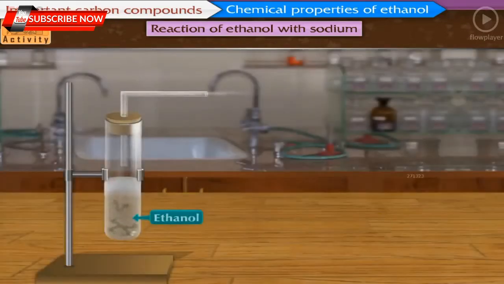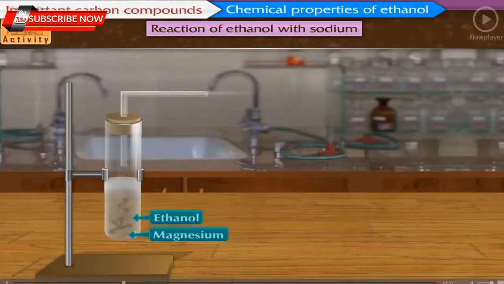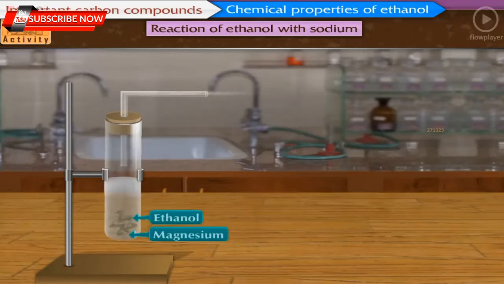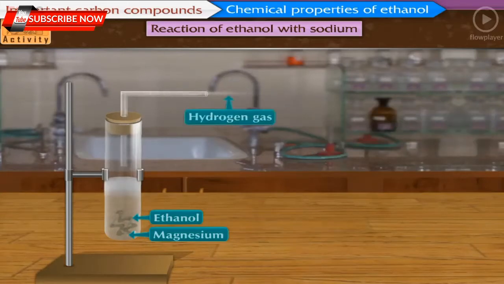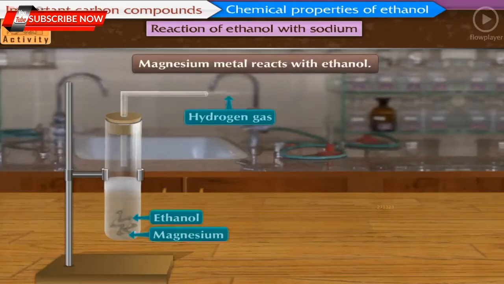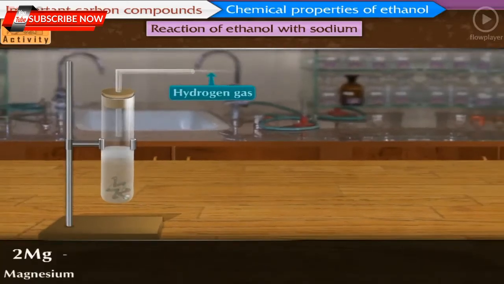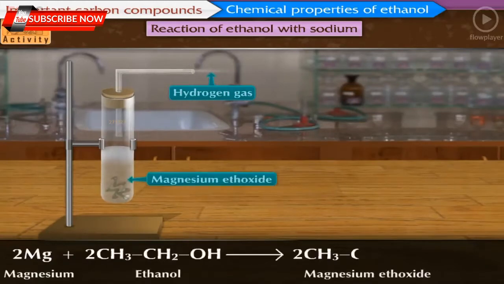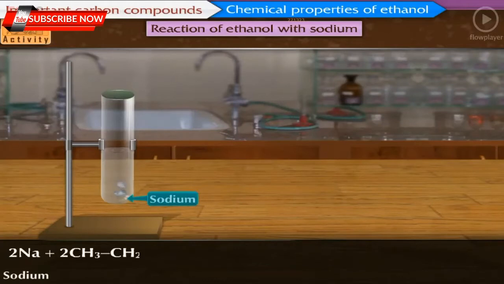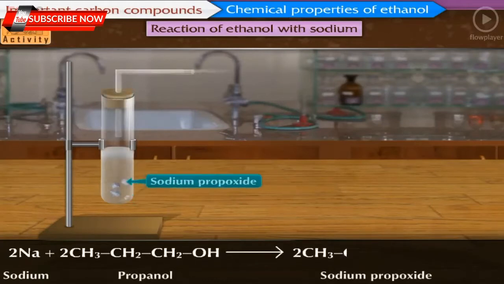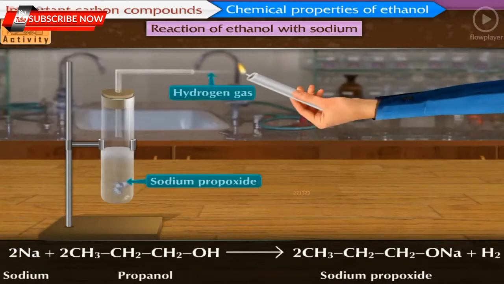Now let us perform the same activity by using magnesium ribbon instead of sodium metal. Bubbles of gas are seen to be formed from the magnesium ribbon and the candle burns with a blue flame, making a popping sound. This means that magnesium metal reacts with ethanol. Magnesium reacts with ethanol and magnesium ethoxide is obtained along with the release of hydrogen gas. Similarly, when pieces of sodium metal are added to propanol, sodium propoxide is formed and hydrogen gas is released.